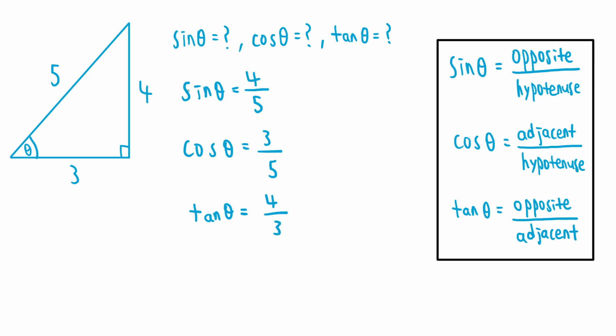So these are the values of sine of theta, cosine of theta, and tangent of theta with respect to this specific triangle. And another thing that you can notice is that tangent of theta is definitely equal to sine of theta divided by cosine of theta. Because if we take 4 over 5 and then we divide that by 3 over 5, well, the 5s will cancel out, and that's just 4 over 3. So it's 4 over 3 right here. So that's the same one.